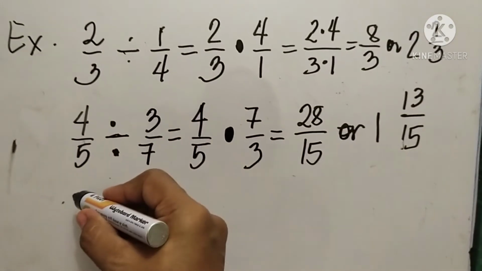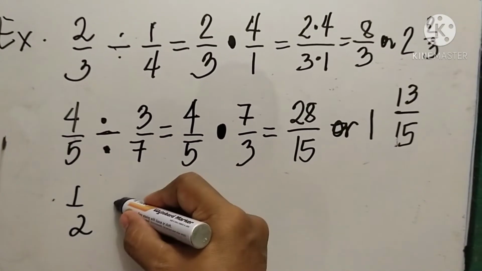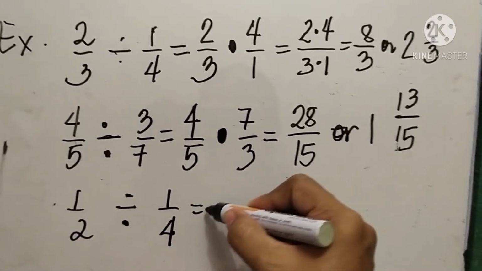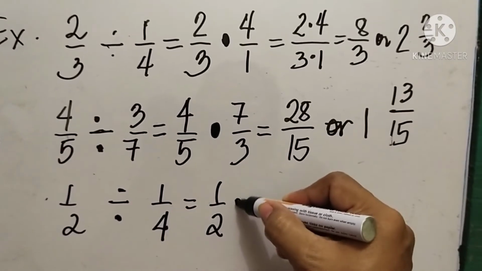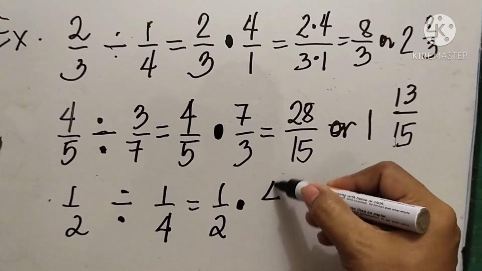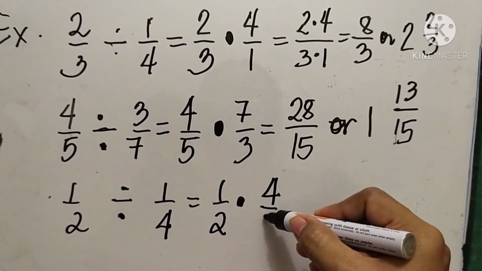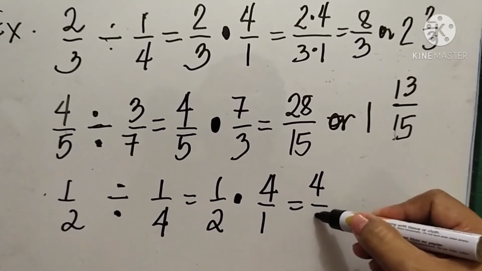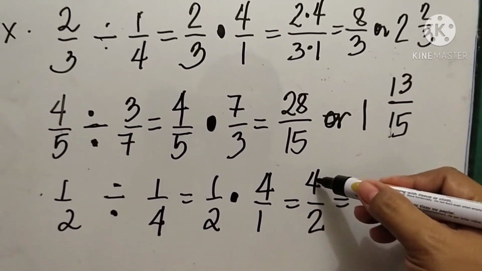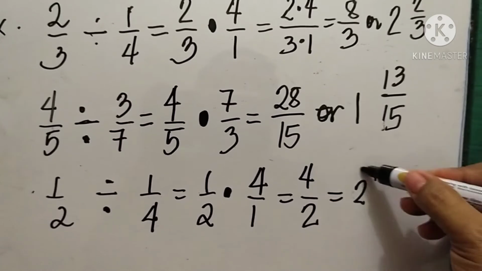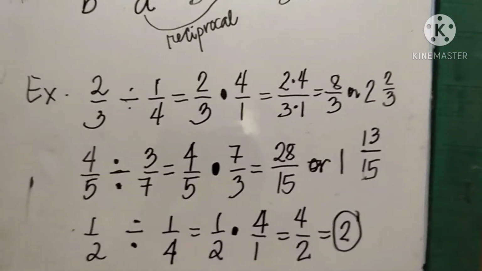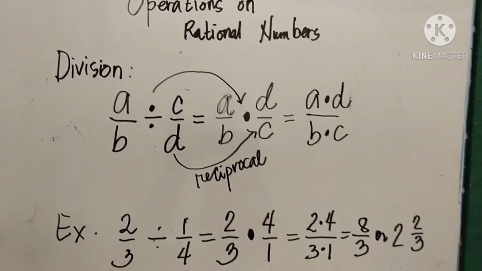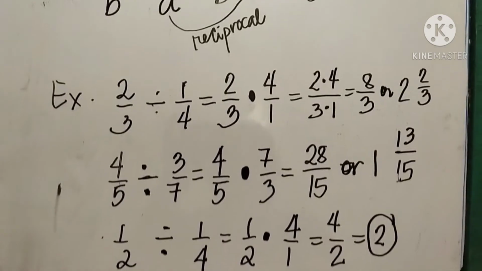We'll try this one. 1/2 divided by 1/4. So this will become, rewrite again 1/2, proceed to multiplication, then that is 4 over 1. So 1 times 4 is 4, 2 times 1 is 2, 4 divided by 2 is 2, therefore your answer is 2. So that is now dividing rational numbers.